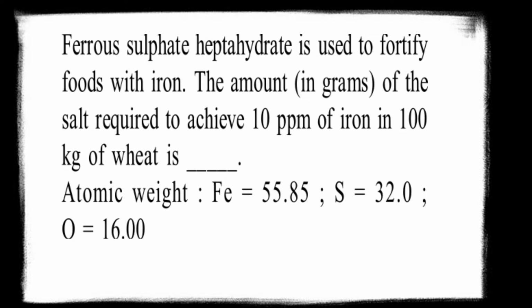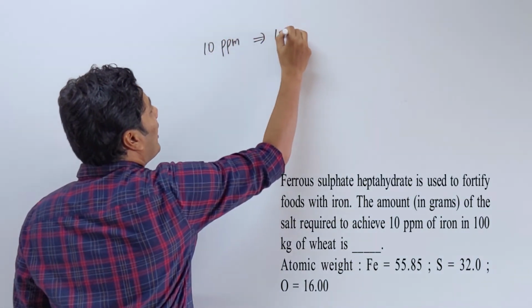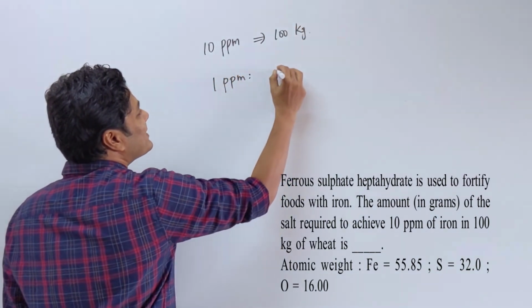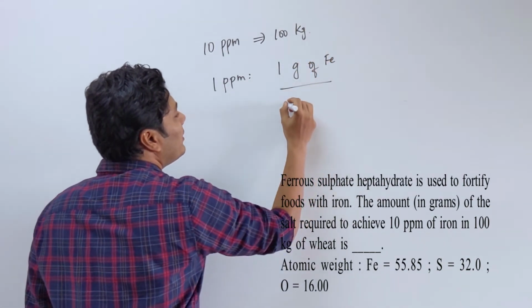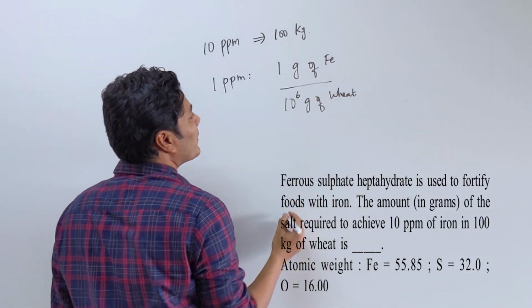Question 24. So now here they are talking about ferrous sulfate heptahydrate, FeSO4.7H2O. It's used to fortify foods with iron. The amount of salt required to achieve 10 ppm of iron in 100 kilogram of wheat. So now they are telling you 10 ppm in 100 kilograms. 1 ppm is basically 1 gram of iron in a million grams of wheat or the source.